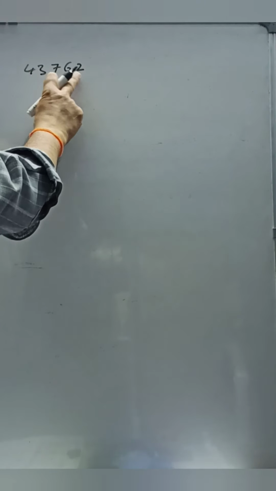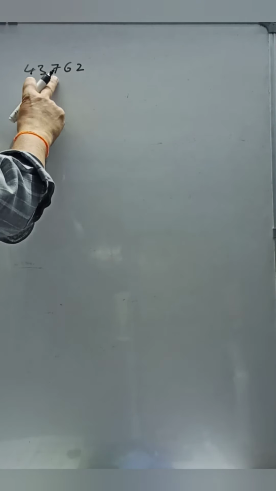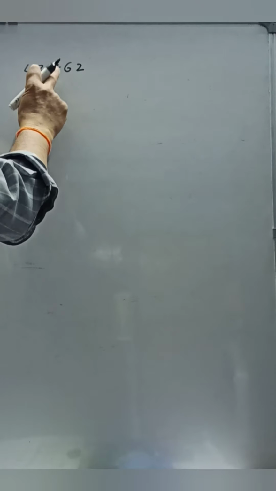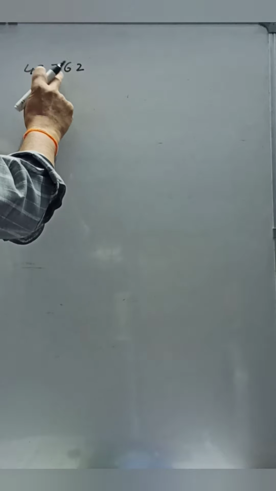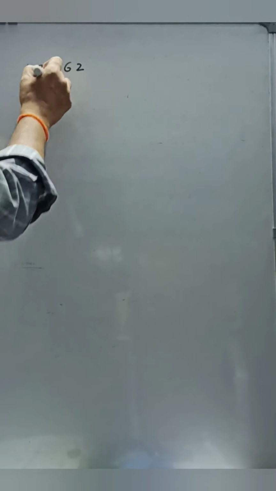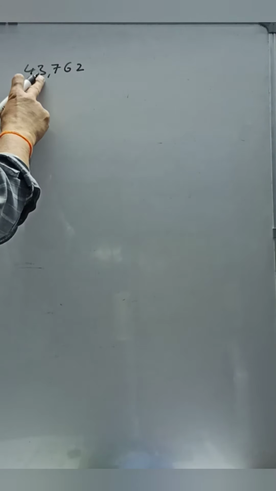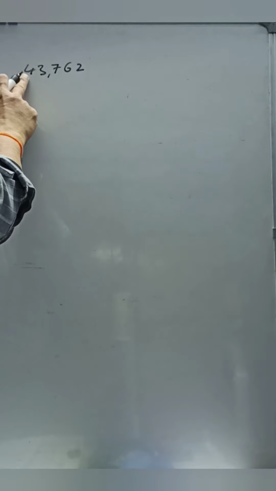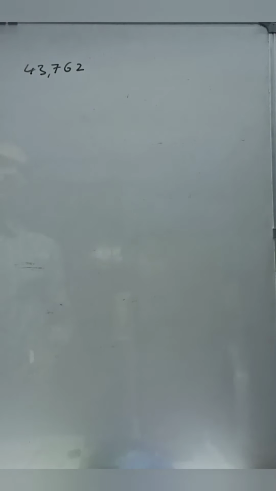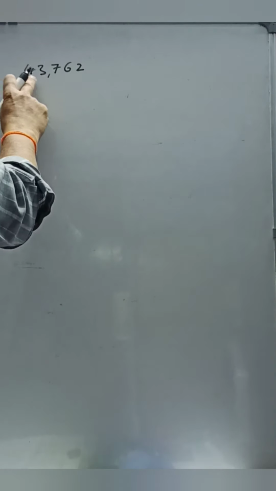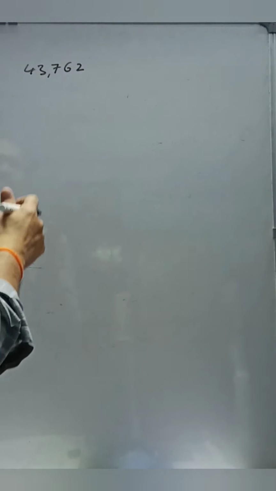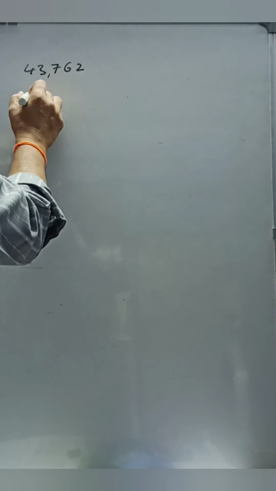2 is in ones place, 6 is in tens place, 7 is in hundreds place. The first three places together we call the ones period. We separate the ones period from the thousands period with the help of a comma. And 3 is in the thousands place, 4 is in the 10,000 place. So the number is read as 43,762.